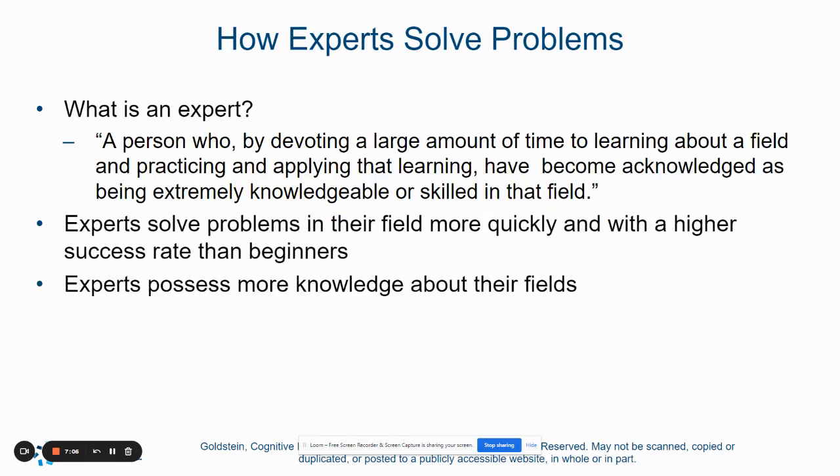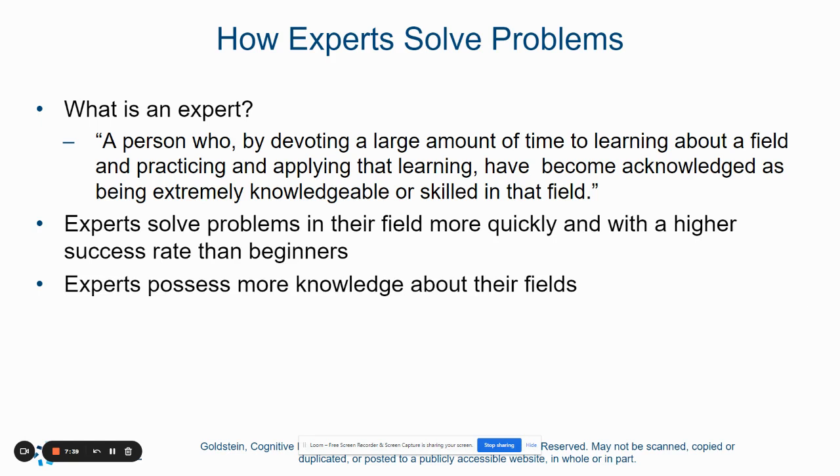So when experts need to solve problems, they do so in different ways. An expert is going to be a person who, by devoting a large amount of time to learning about a field and practicing and applying that learning, has become acknowledged as being extremely knowledgeable or skilled in that field. So, when you've worked with and explored ideas for a while, you can become an expert. Experts solve problems in their field more quickly and with a higher rate of success than beginners, and that's simply because of their experience in the field.